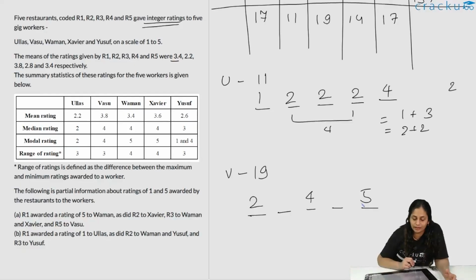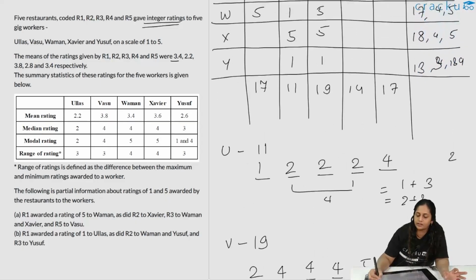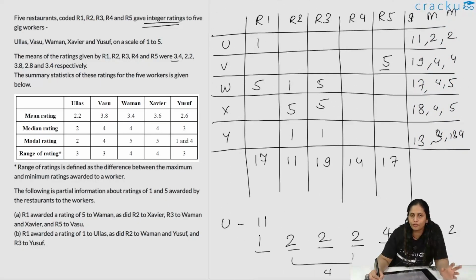So the only thing remaining is the remaining two values. What is the sum of this? This sum is 11. So the remaining sum of these two should be 8. Now this 8 can be 2 plus 6, no, the rating is only from 1 to 5. So this can be 3 plus 5 or it can be 4 plus 4. These are the only two possibilities. If it is 3 and 5, what would be the mode? Mode will be 5. But in the case of Vasu, mode is 4, which means it can't be 3 and 5, it has to be 4 and 4. So these values have to be 2, 4, 4, 4 and 5. So I can figure out Vasu's ratings also. In some order, they should be 2, 4, 4, 4 and 5.